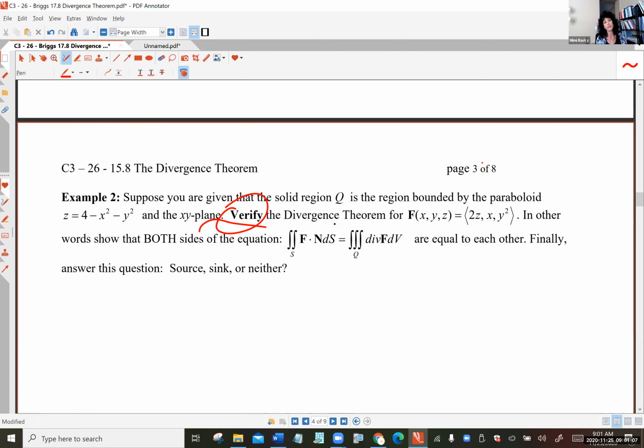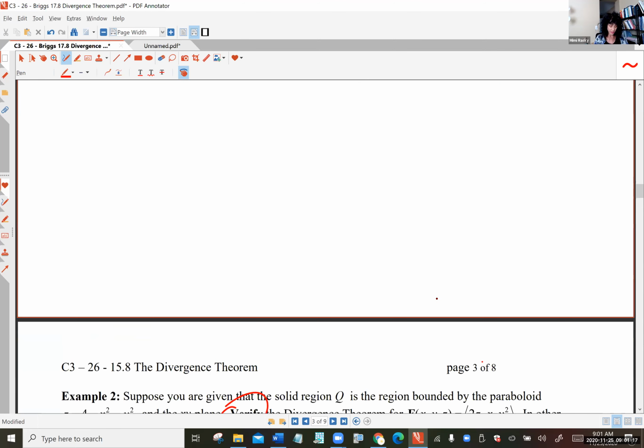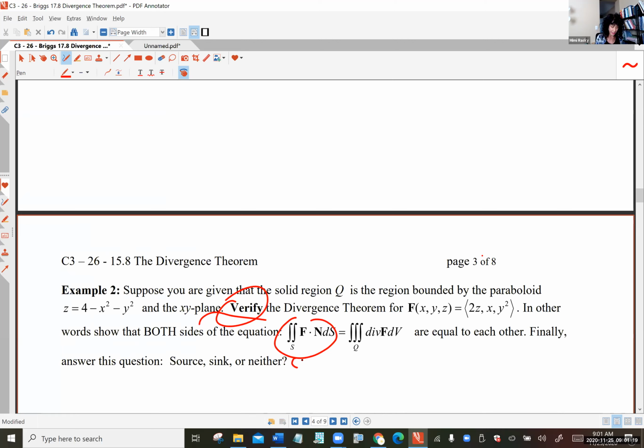Anytime you see the word verify, that means do the left-hand side and the right-hand side. So what's the left-hand side and the right-hand side for the divergence theorem? The divergence theorem's left-hand side, LHS for short, is a flux integral, and then the right-hand side is a triple integral.